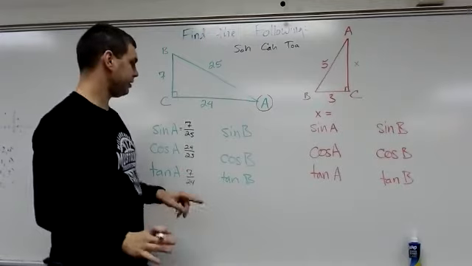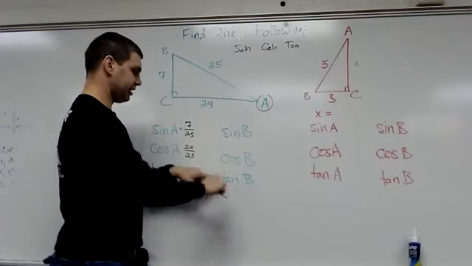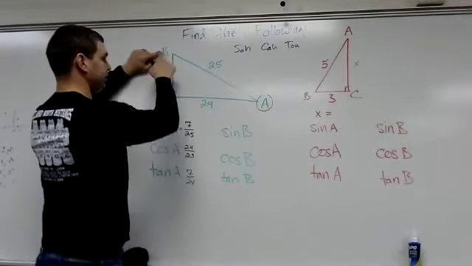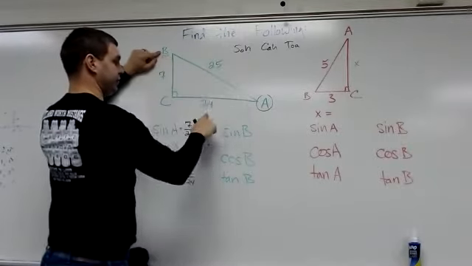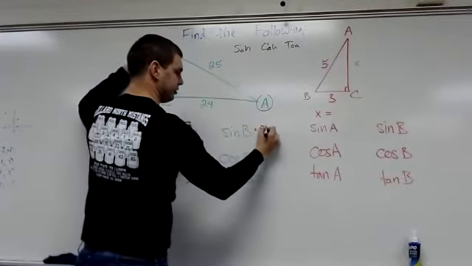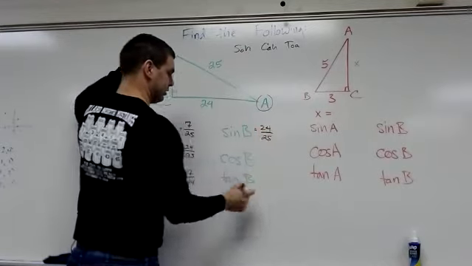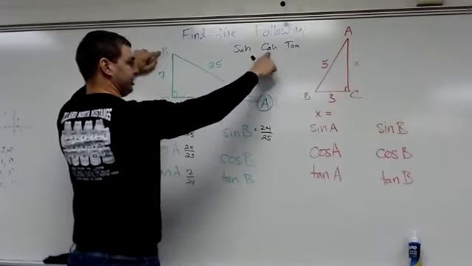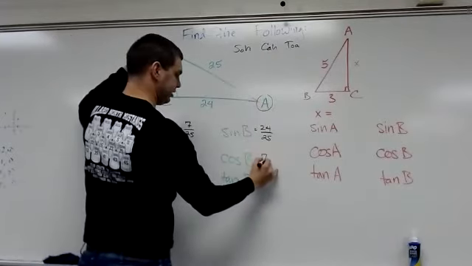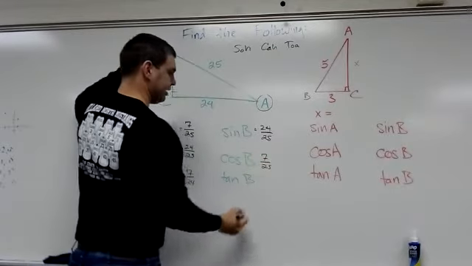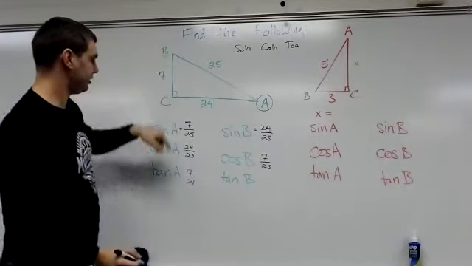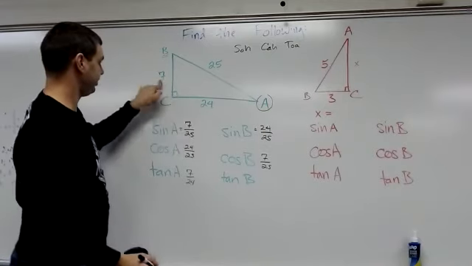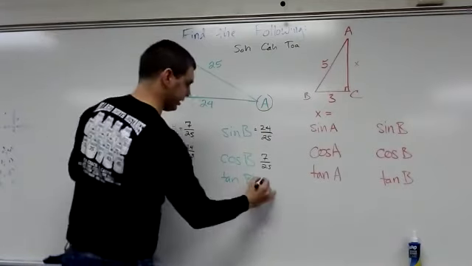All right, now we have to do sine of B, cosine of B, and tangent of B. So now we're using B, sine, we're going to do opposite over hypotenuse, 24 over 25. Cosine of B is going to be adjacent over hypotenuse, right? Adjacent over hypotenuse, so 7 over 25. And then lastly, tangent of B is going to be opposite over the adjacent, so 24 over 7.